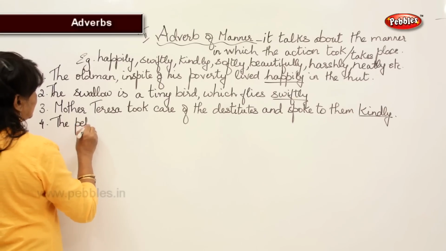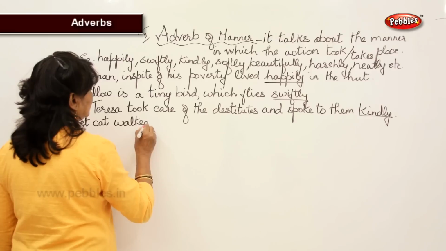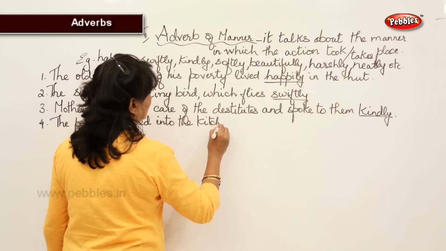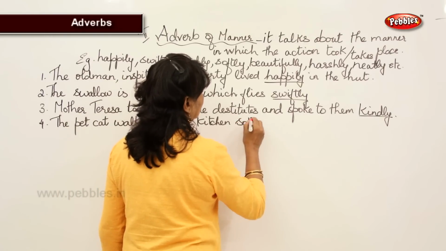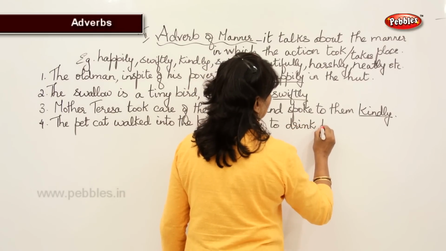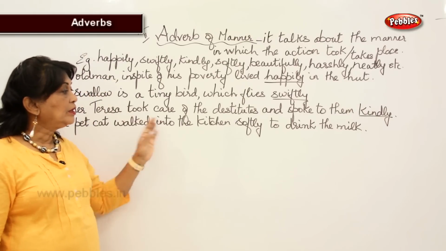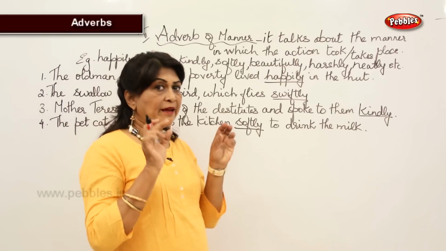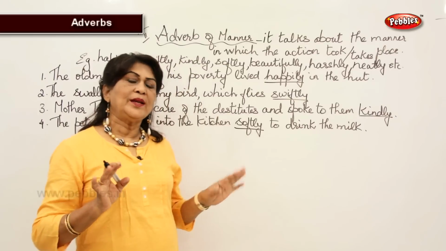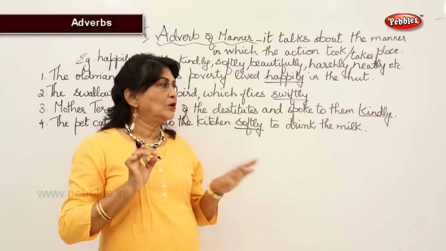The pet cat walked into the kitchen softly to drink the milk. Okay, now which is the verb here? Walked. And how did the cat walk? Softly. You know, the cats have claws which they can pull in. And so when they walk, it doesn't make any noise at all. Whereas the dogs have claws which cannot be pulled in. So the cat has soft pads and it can pull in its claws, so it can walk softly.